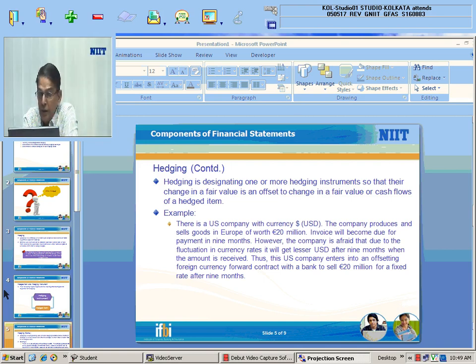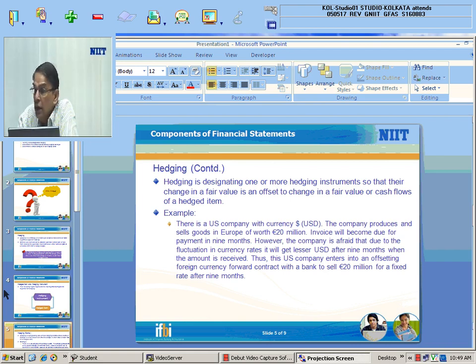There is a US company, so its currency is US dollar. The company produces and sells goods in Europe worth 20 million. The invoice will become due for payment in 9 months. However, the company is afraid that due to fluctuation in the currency rates, it will get fewer US dollars after 9 months when the amount is paid by the buyer. So the company enters into a foreign currency forward contract with a bank to sell 20 million euro for a fixed rate after 9 months.